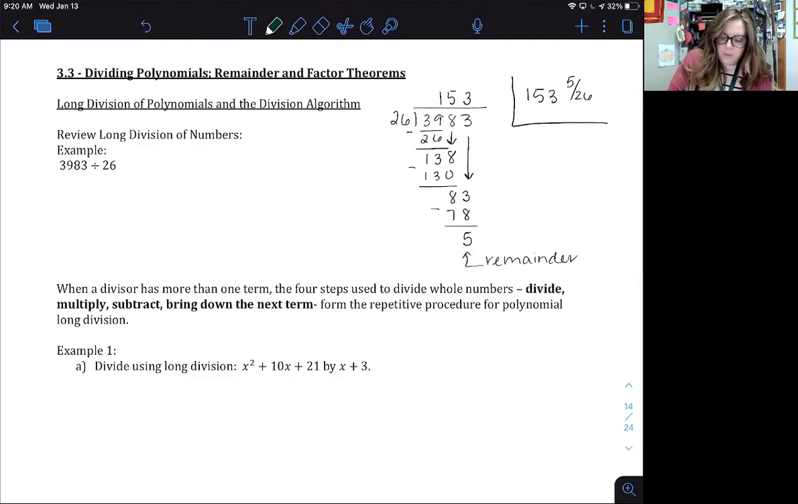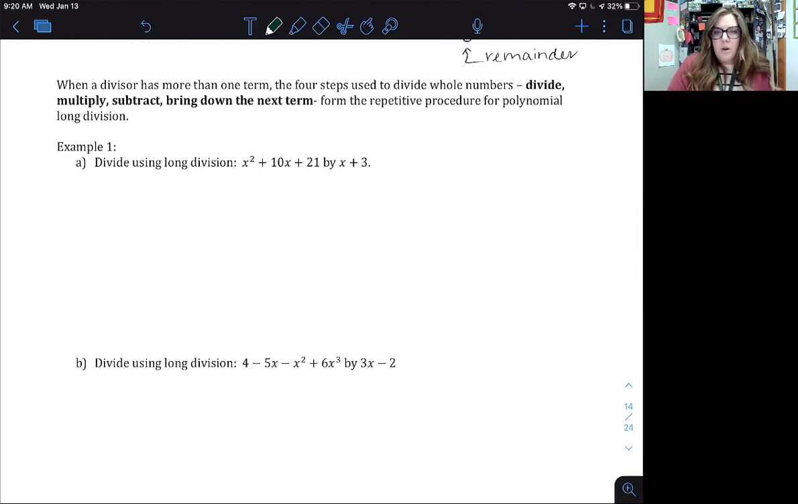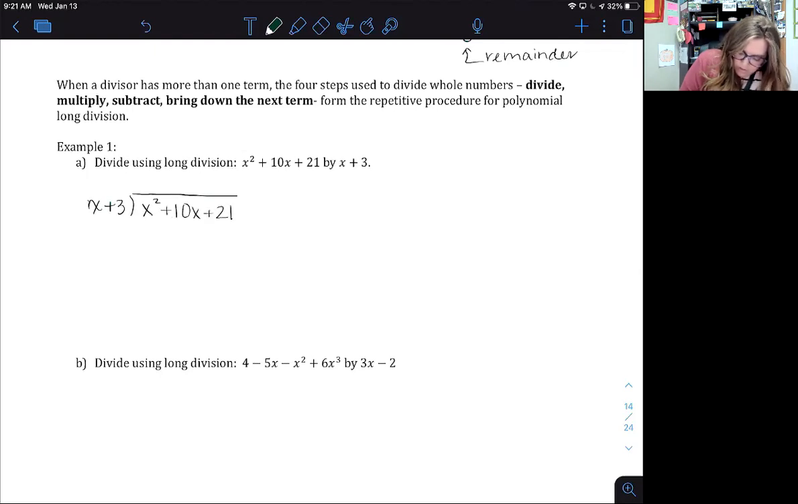Okay. So we're going to do that same process, but we're going to look at polynomials. So when a divisor has more than one term, the 4 steps used to divide whole numbers, divide, multiply, subtract, bring down, form the repetitive procedure for polynomial long division. So divide using long division, x squared plus 10x plus 21 by x plus 3. So I'm going to have our x plus 3 on the outside. And then x squared plus 10x plus 21 on the inside.